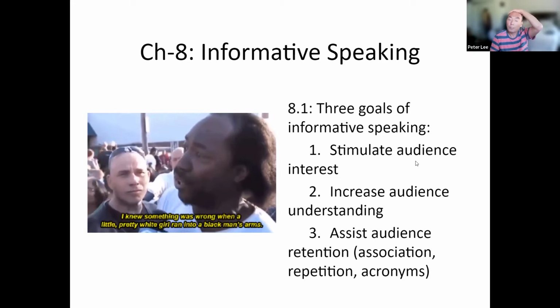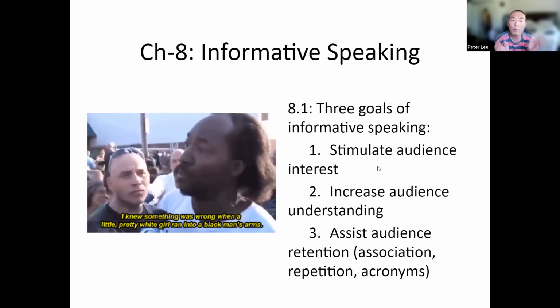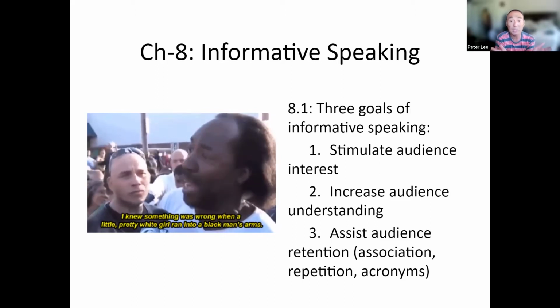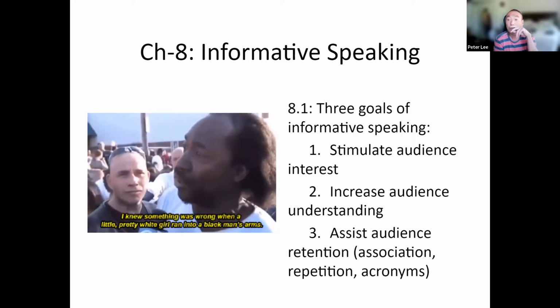All right, so my goal of my speech and my topic is to make the audience more interested. I want to make them curious about blank. Number two, let's increase audience understanding.